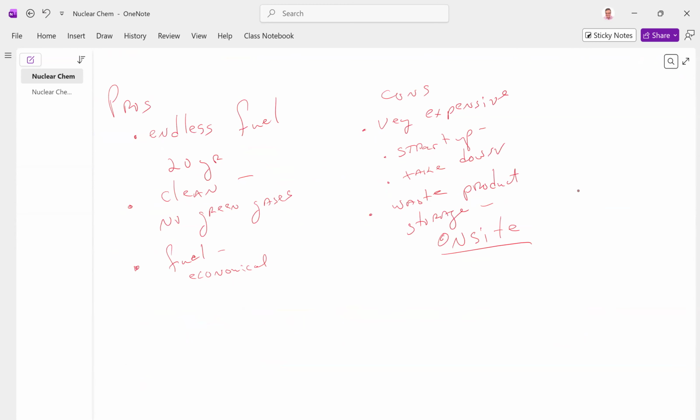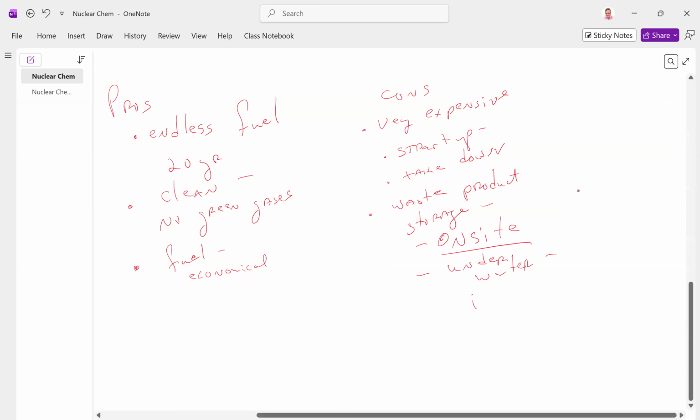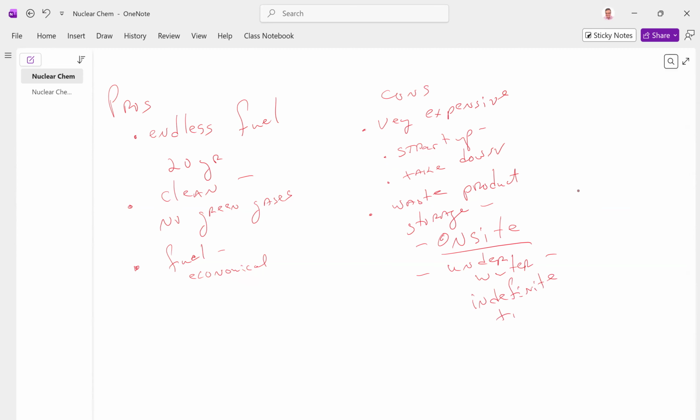Bad. Waste products stored on site are usually stored underwater, indefinite time. They don't know what to do with them. They do not know what to do with them. Japan recycles their waste fuel rods into newer ones, but you still have waste left over. So Japan has kind of got a handle on it better than the United States.